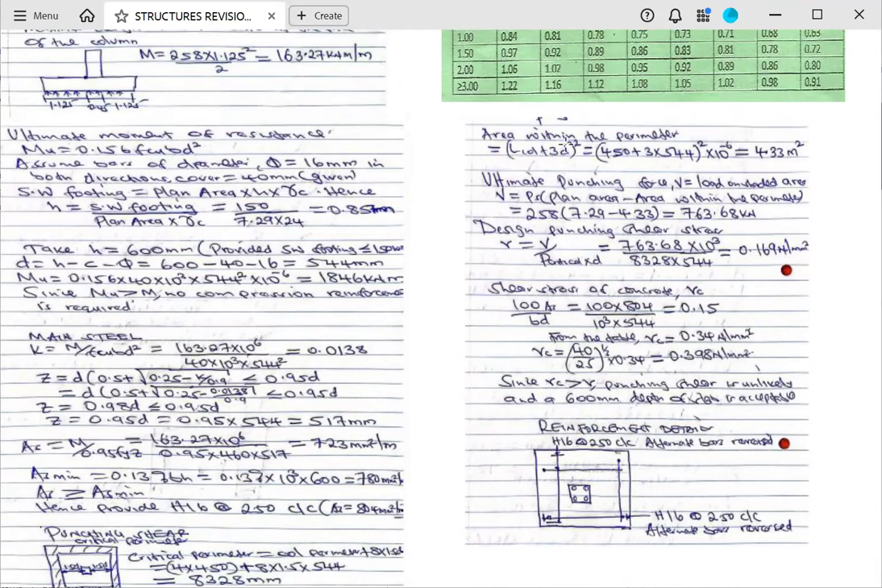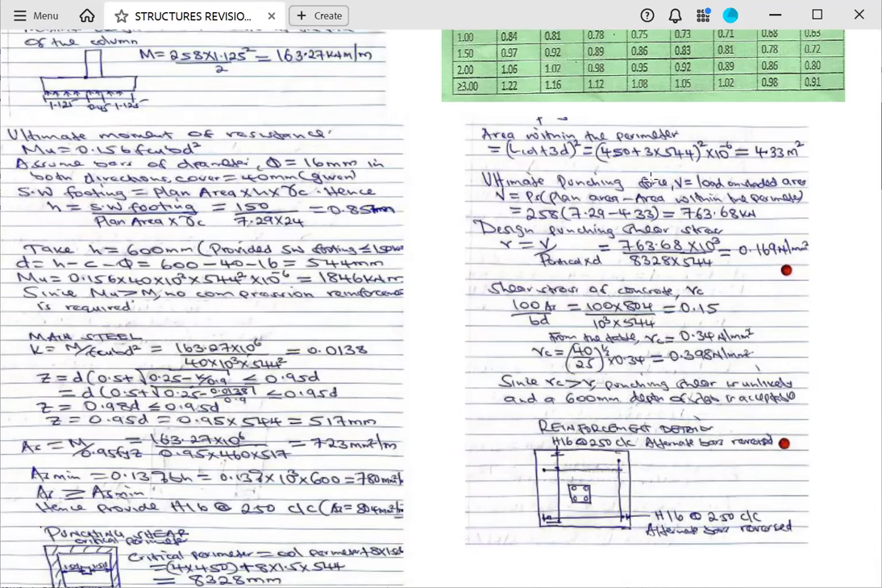Then our area within the critical perimeter, we take the length of column plus 3 effective depth, all squared, which is given by 450, the length of column, plus 3, a constant, times our 544. We square it. Remember, this will be millimeter square, but we know 1000 millimeter is 1 meter, meaning 1 million square millimeter is 1 square meter. That's why we have 10 power negative 6, which will give us 4.33 meter square.